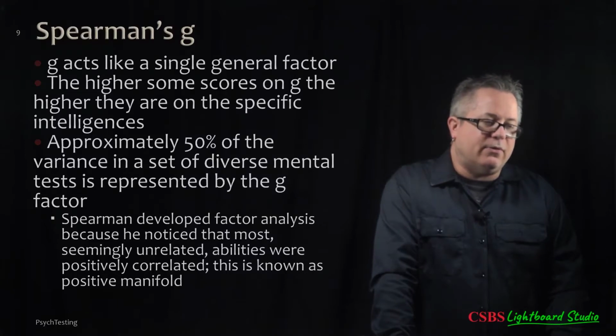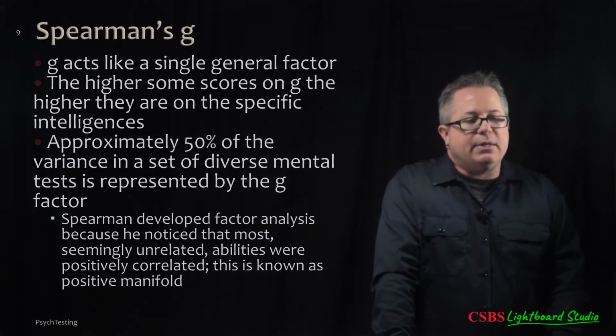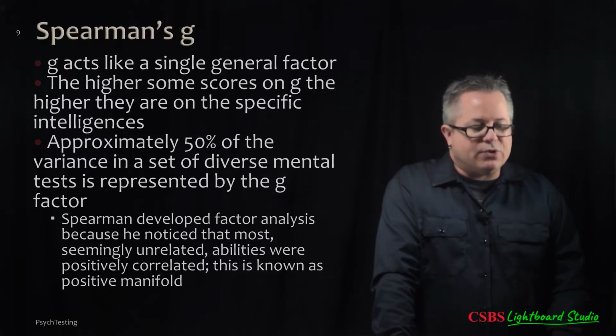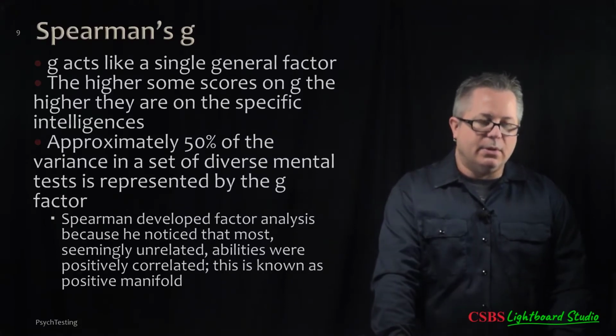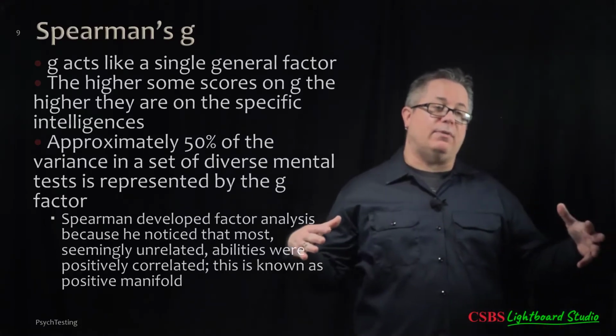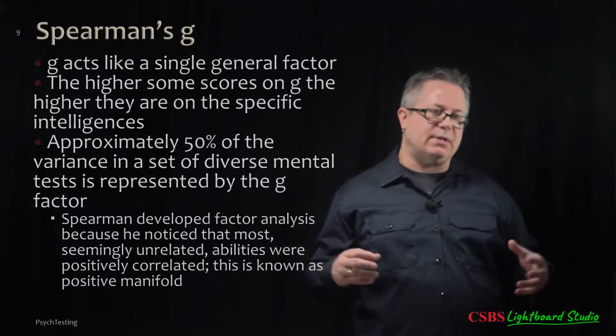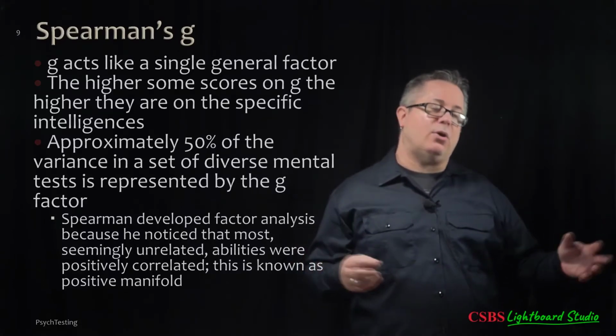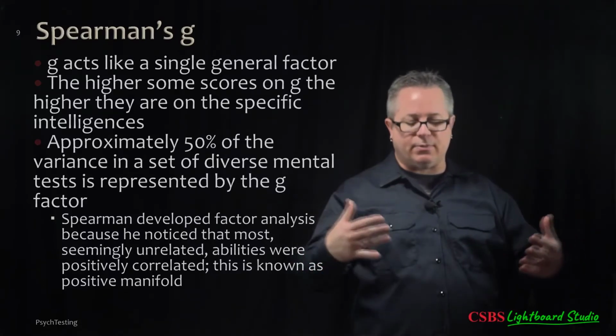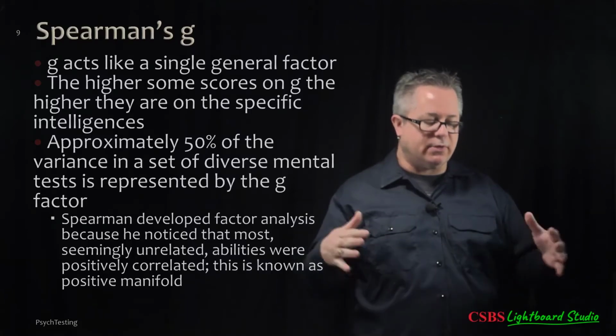He also called this idea positive manifold, that being intelligent spreads out through many of the different specific intelligences, and things that would seemingly be unrelated are related because of the person's general intelligence. So this is the idea of positive manifold.